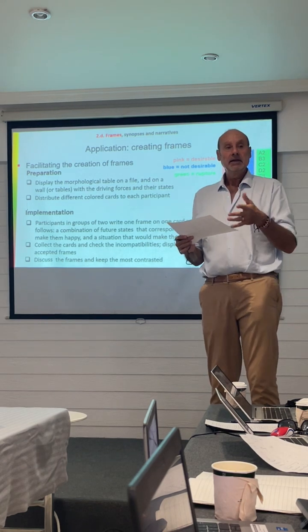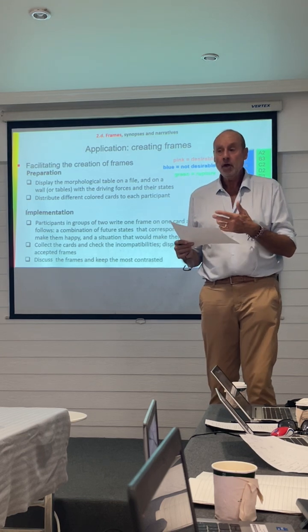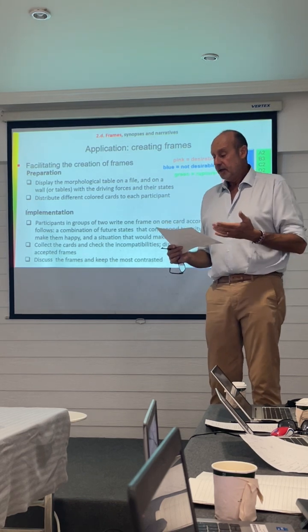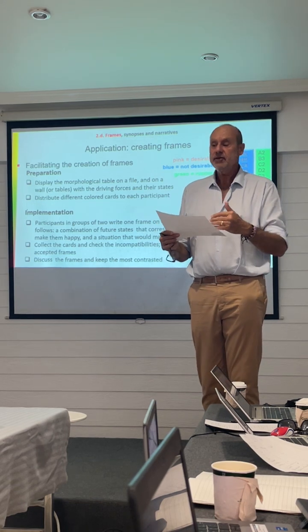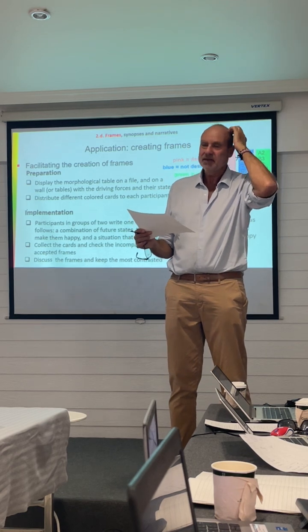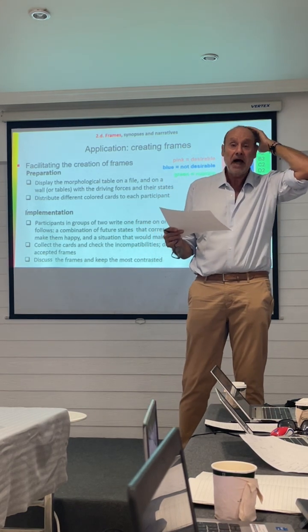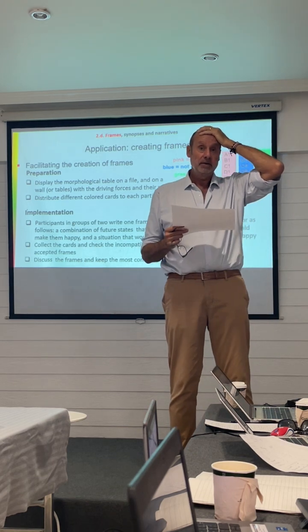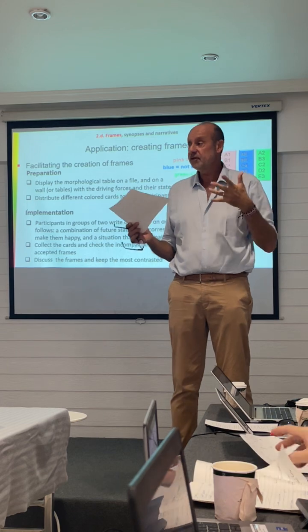And after that, we will ask them to do another combination where they select future states which, if combined, they say no, this is not something I would like to see happening. This is not something I would be happy to see in my country. So that will be another combination. This is how we start.